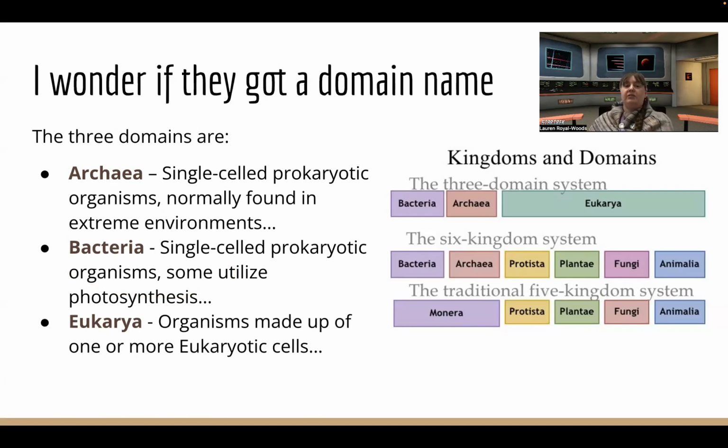And then there's eukaryota, which is what we are. We are all the organisms made up of one or more eukaryotic cells. These have a nucleus. They have the organelles. So remember, these guys are protists. They do not have organisms. They are organisms.